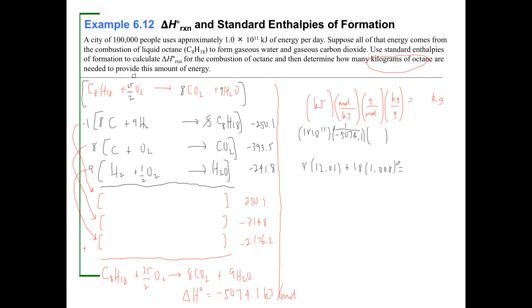I can't do that in my head. Just a minute here. Okay. Clear. Sorry. 8 times 12.01 plus 18 times 1.008 equals 114.224.